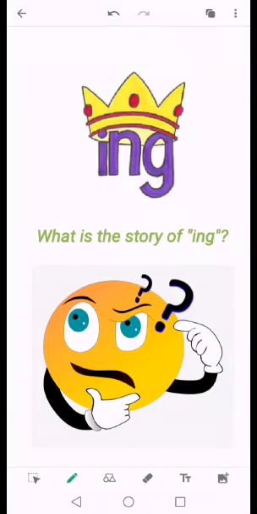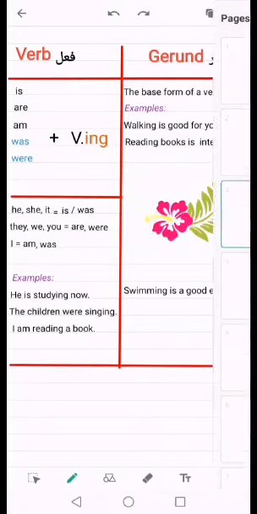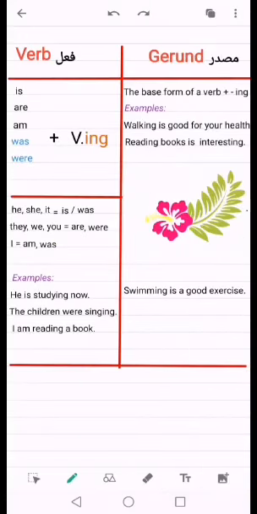What is the story of ing? Three letters that make some students confused. So what is the story of ing? Now we can use ing with both verb and gerund. So what is the gerund and what is the verb and how can I distinguish between both of them?